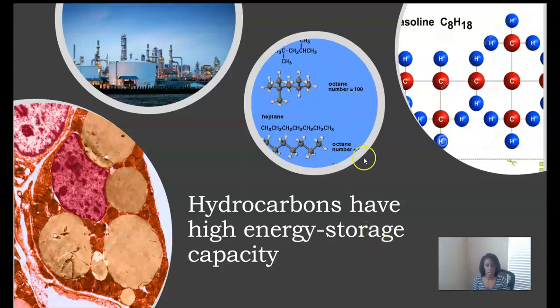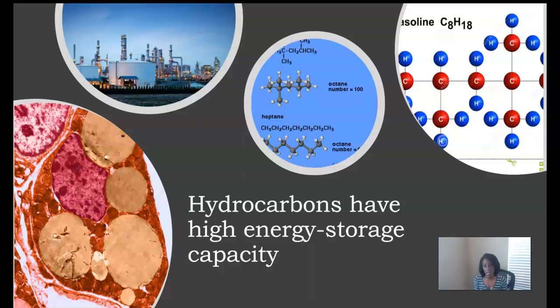So here's just an example. We see octane, of course it has eight carbons, and heptane, and then just another little snippet of a hydrocarbon that makes gasoline. You put the gas in the car and you crank it, and you get a number of chemical reactions, but essentially what's happening is the bonds within those hydrocarbons are being broken, energy is being released, and that energy is what's actually fueling the car to move.